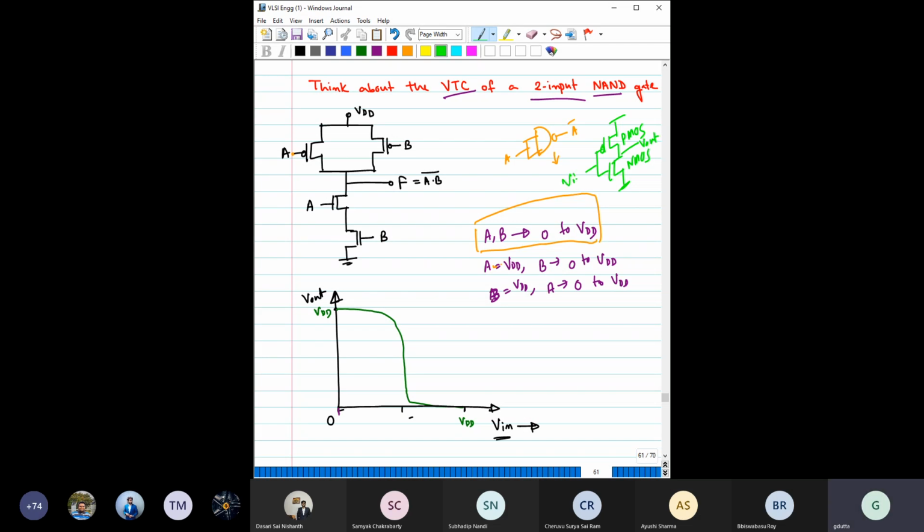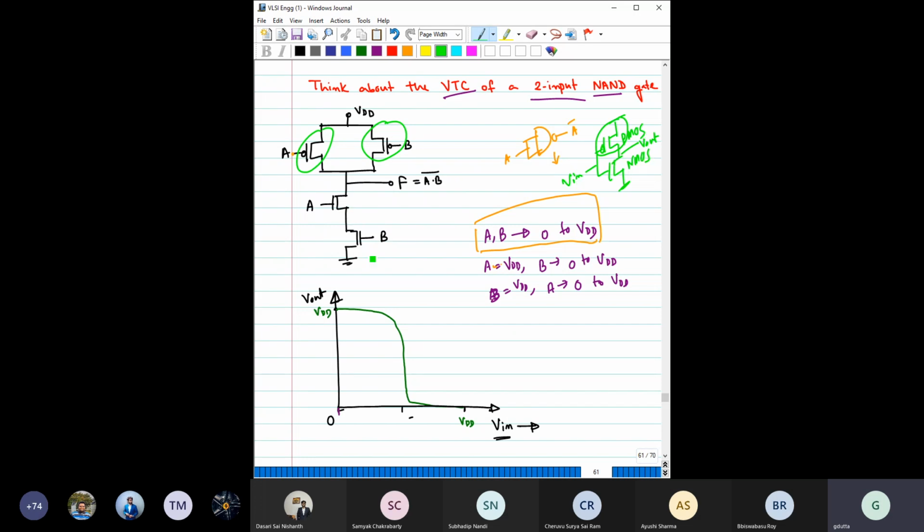V out, V in, right? So here there was only one PMOS, but now you have two PMOS connected in parallel, right? Now remember this, two PMOS connected in parallel. So the effective resistance reduces.